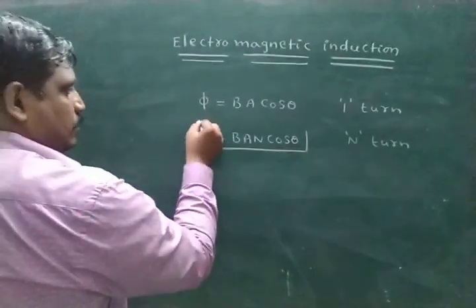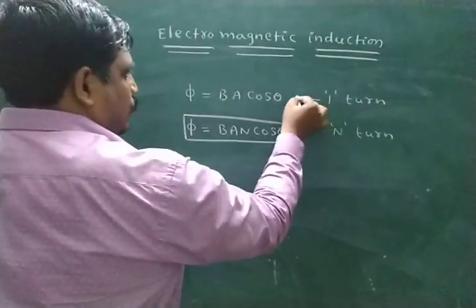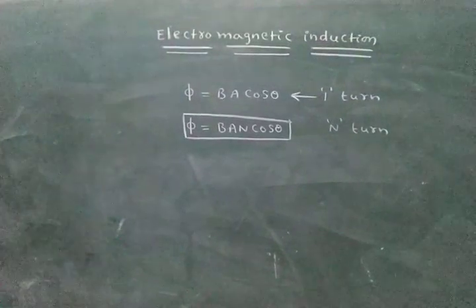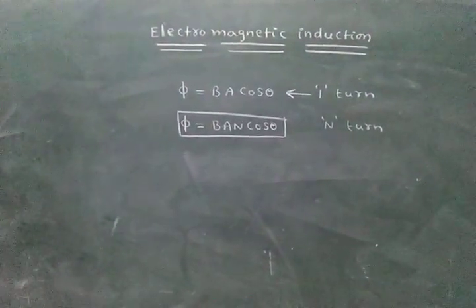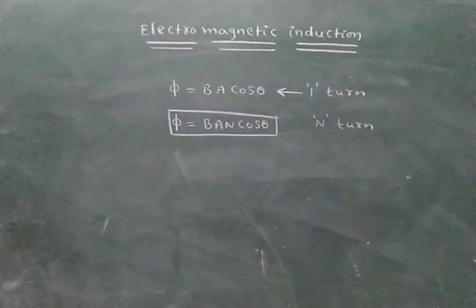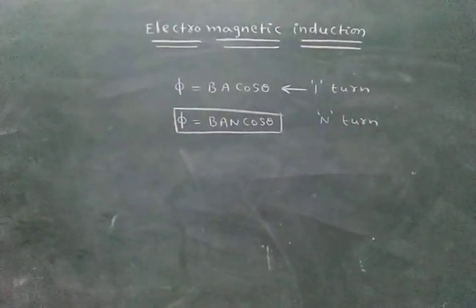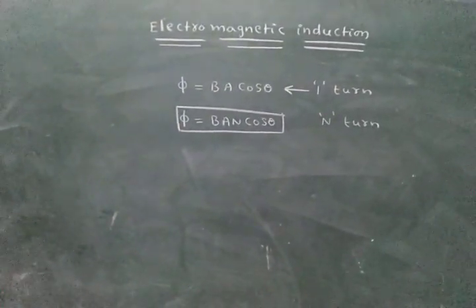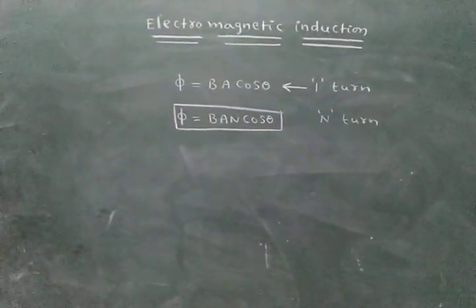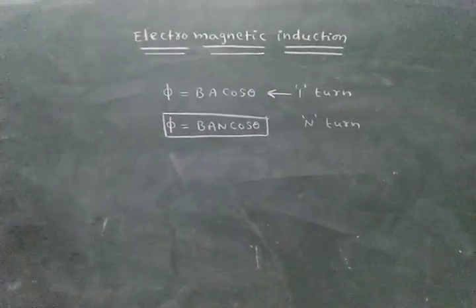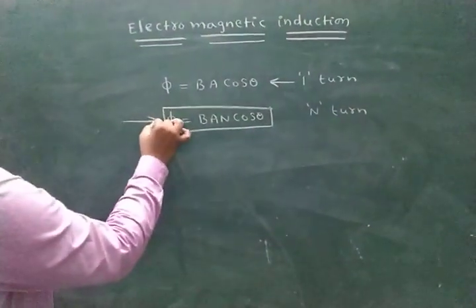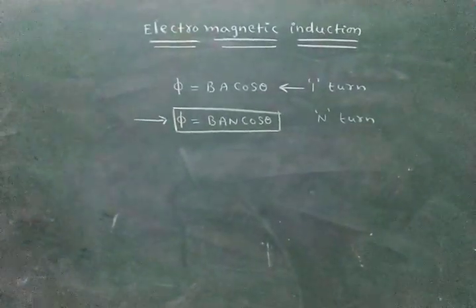Once again I repeat, a coil with one turn: flux formula is B A cos theta. A coil with n turns: flux formula is B A n cos theta. Okay? Look here now. This is the formula for magnetic flux.